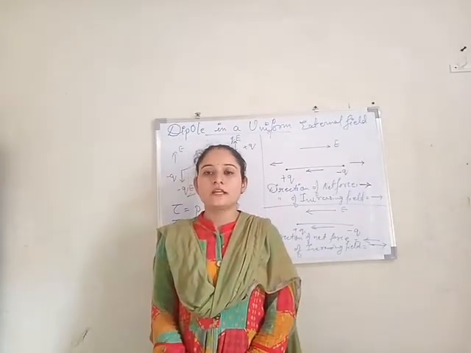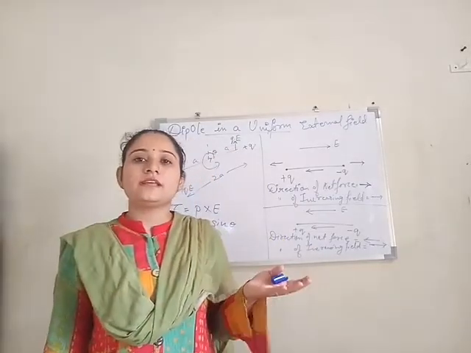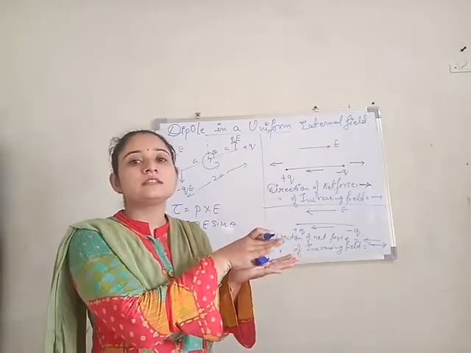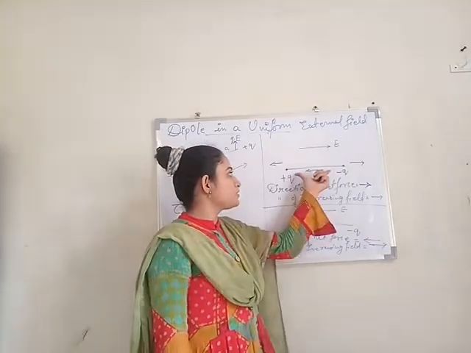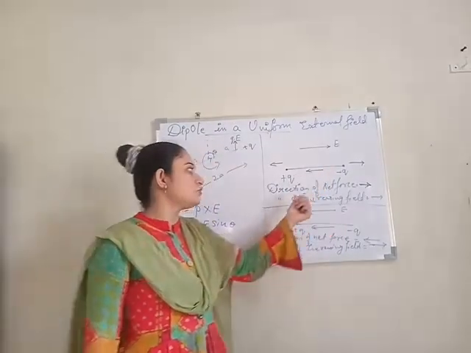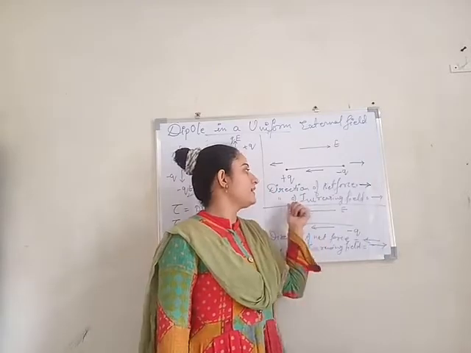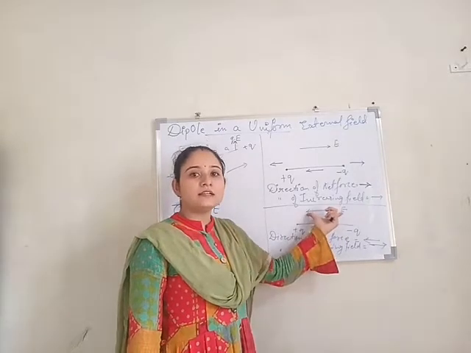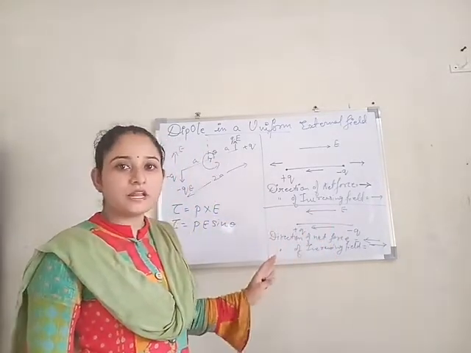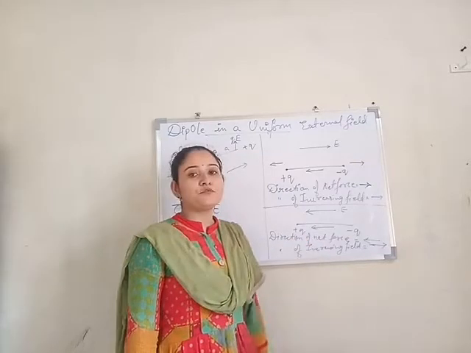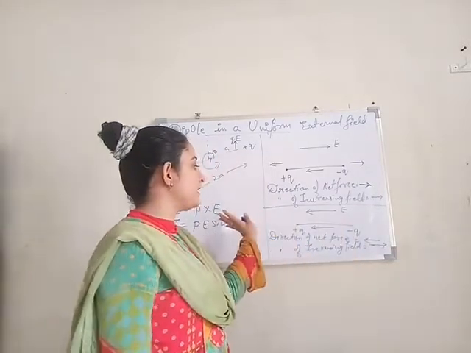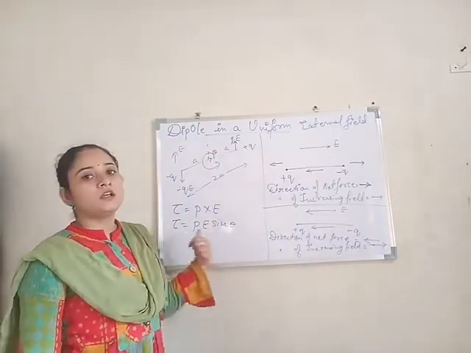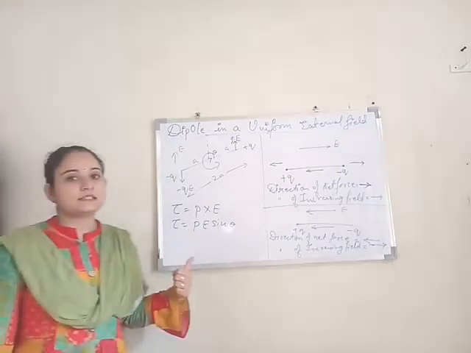Now we will study the case when the dipole has its direction opposite to the direction of the field, or in the same direction as the field. When the direction of the dipole is opposite to the field, we get the direction of net force to the right side and the increasing field also to the right side. In the next case, when the direction of the dipole and the field are parallel and in the same direction, the direction of net force will be left side and the increasing field will be right side. So this is the dipole in a uniform external field.